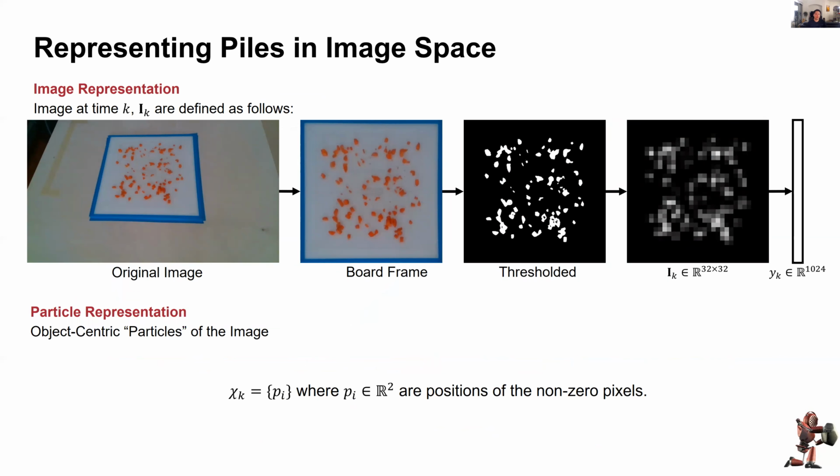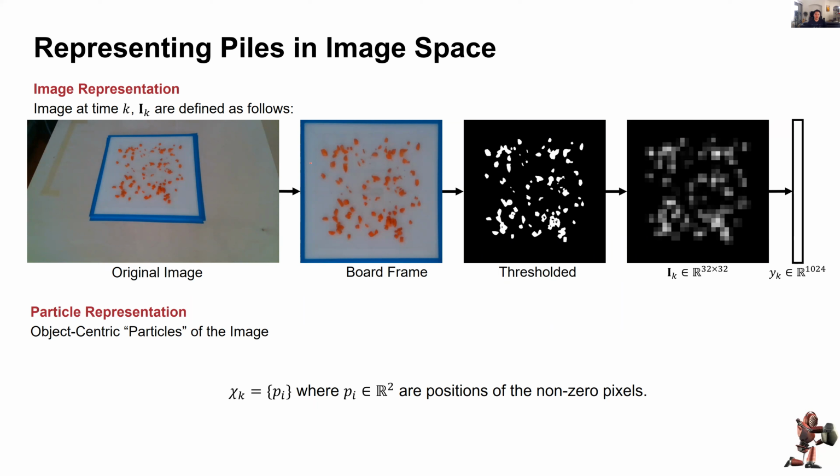We have two representations. The first one is, after color filtering and down sampling the image, we end up with a 32 by 32 grid. That's going to be our representation of our observation. I'm going to call that I_k, and sometimes I'll choose to vectorize it into y_k. It's right here.